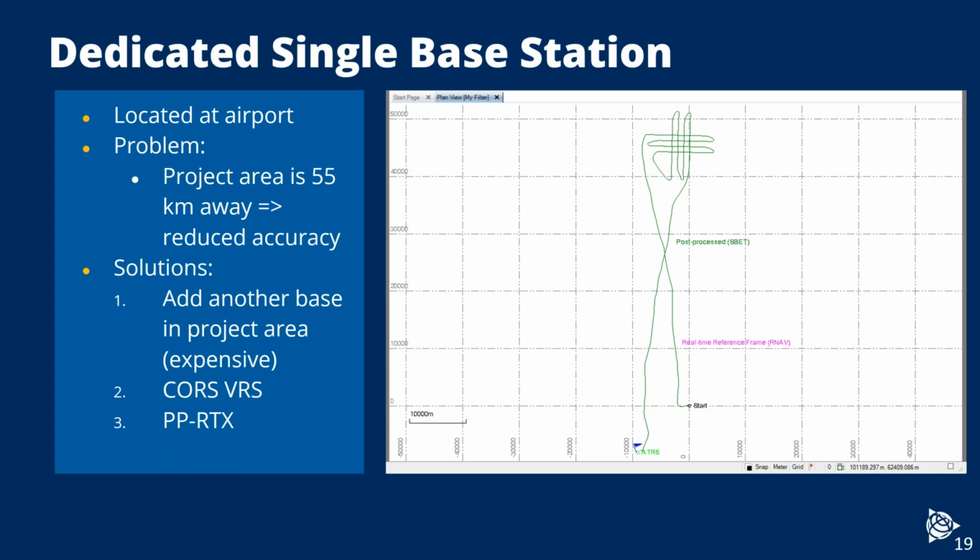Now our options for solutions here are to add another local base station closer to our area of interest. However, this will be time consuming and expensive. We could try a publicly available CORS network, or we could try PP-RTX. For now, let's have a look at using a CORS network to generate a smart base solution.